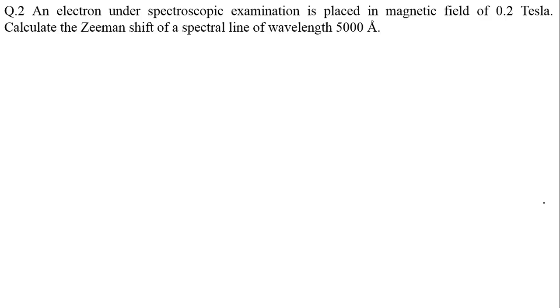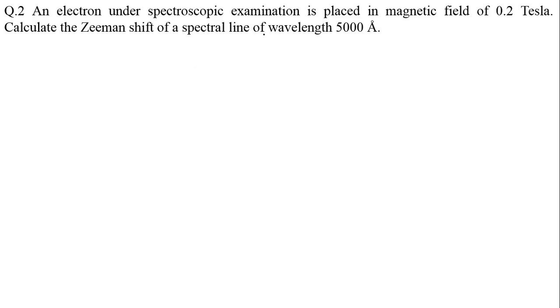So let's come to the second question. Here, the second question is: an electron under spectroscopic examination is placed in a magnetic field of 0.2 Tesla. Calculate the Zeeman shift of a spectral line of wavelength 5000 Angstrom. In the previous session, we had discussed a few problems like this. In the last session, someone asked me about the Larmor precession. Basically, this is a question related to the Larmor precession.